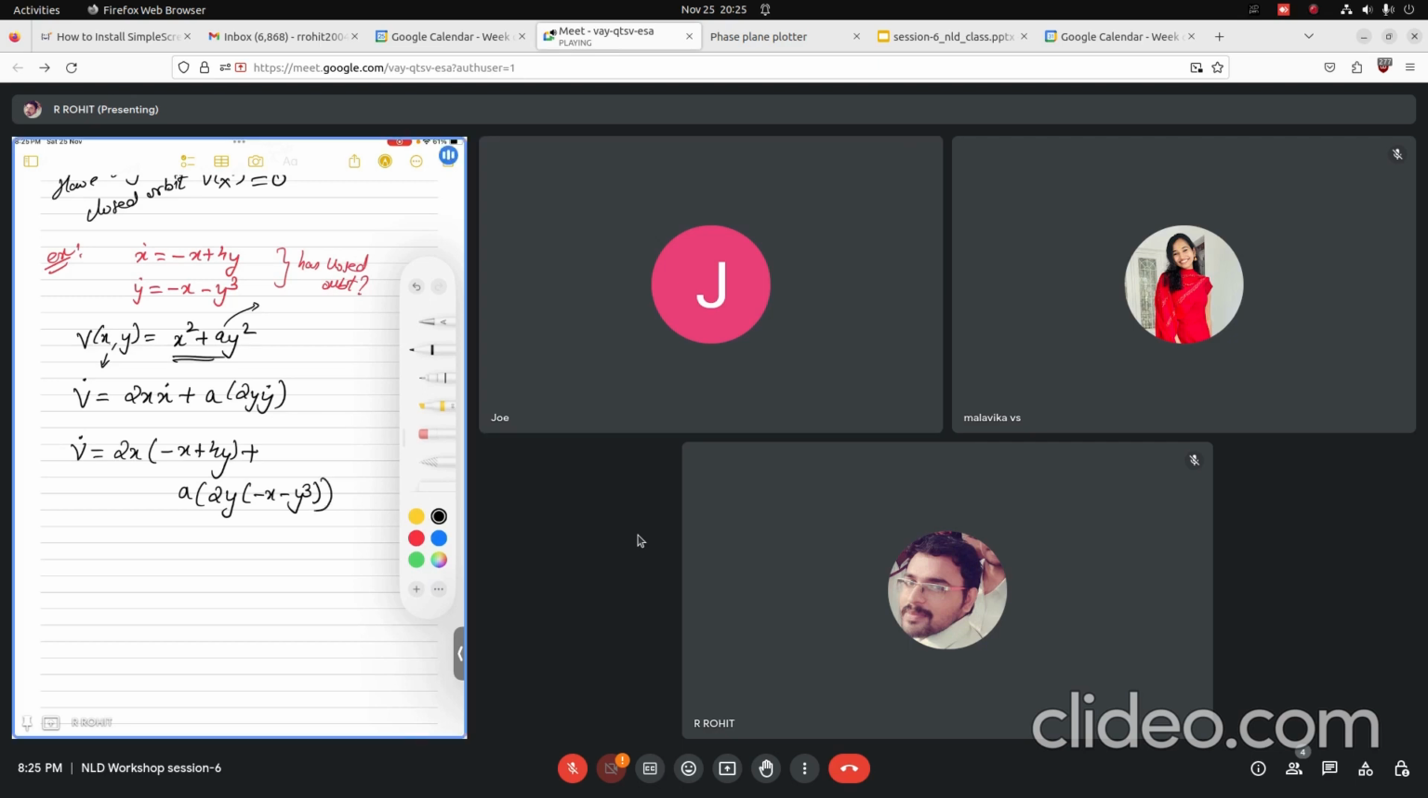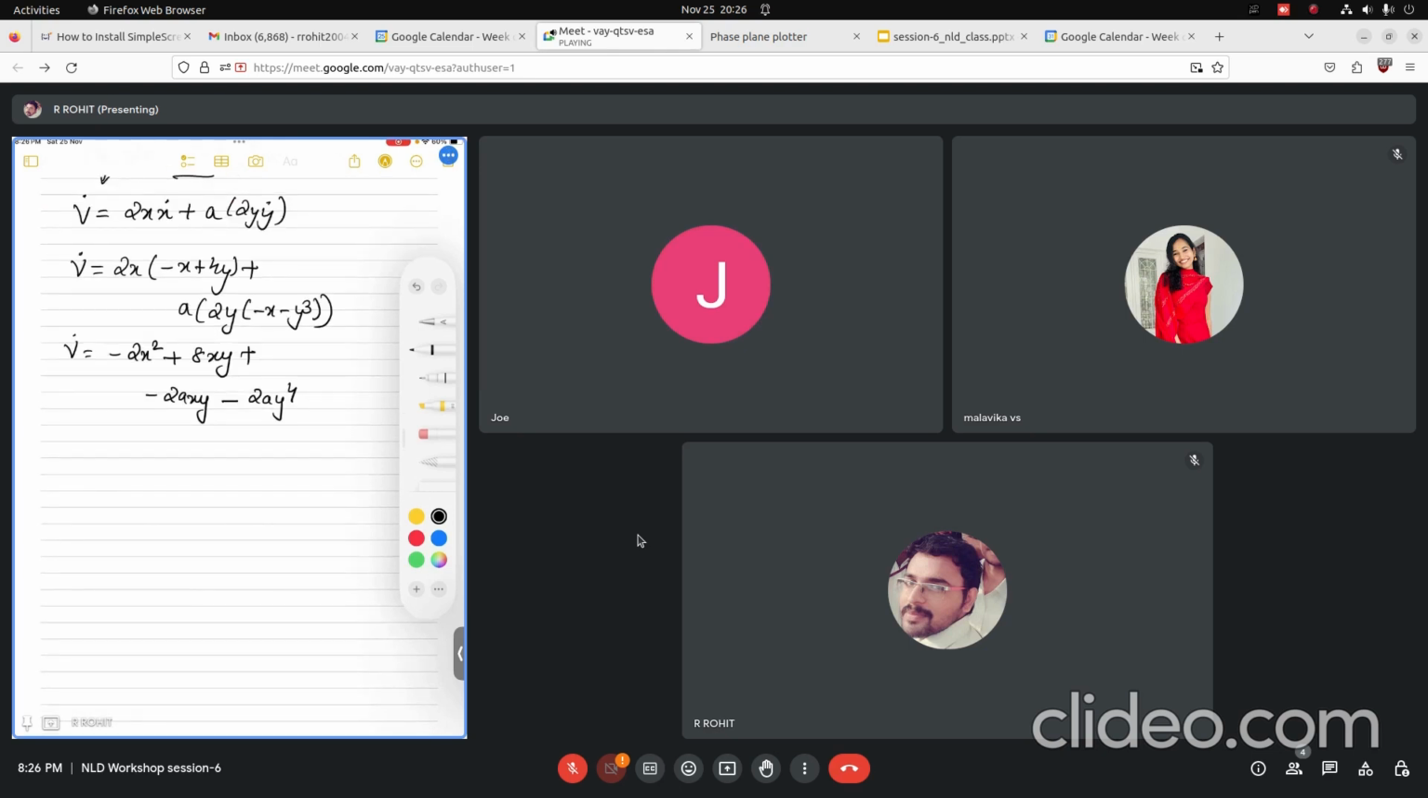So we can expand that and we will. If we expand, I will just expand it: minus 2x square plus 8xy minus 2axy minus 2ay to the power 4. Now if I choose a value of a equal to 4, what happens is I can remove this xy term over here. So this xy term will go and I will remain with only minus 2x square minus 8y to the power 4.